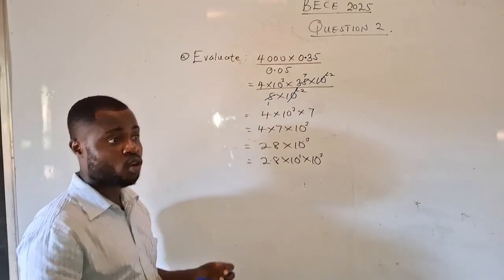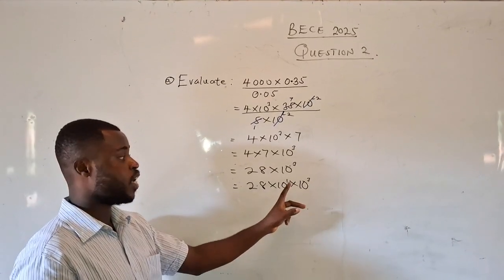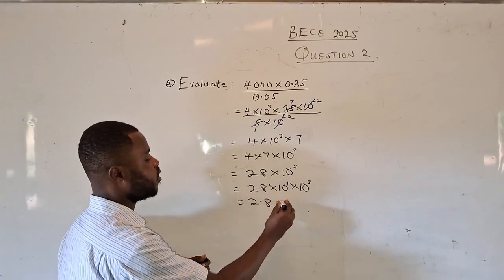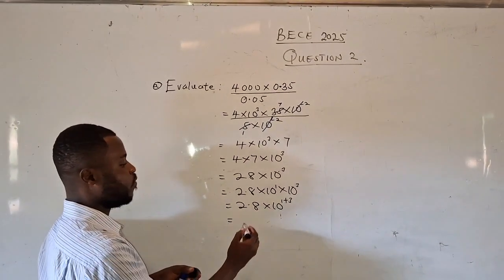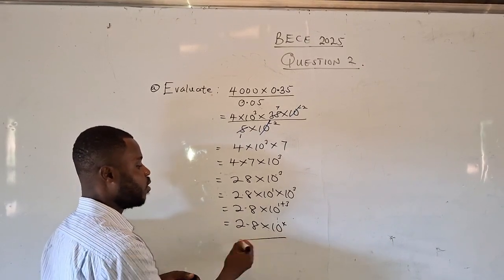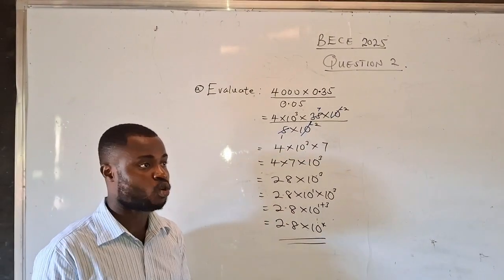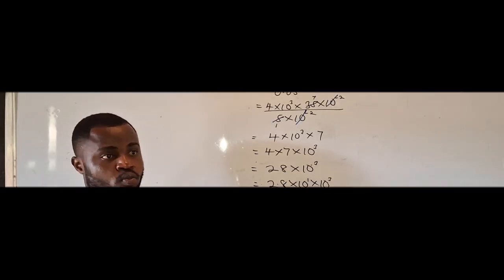Now, the law of indices says that when the bases of the numbers are the same and they are multiplying, you add the powers. So this one is going to be 2.8 times 10 power 1 plus 3. So the final answer will be 2.8 times 10 power 4. This is how this question is solved. So let's quickly move to question 2b.